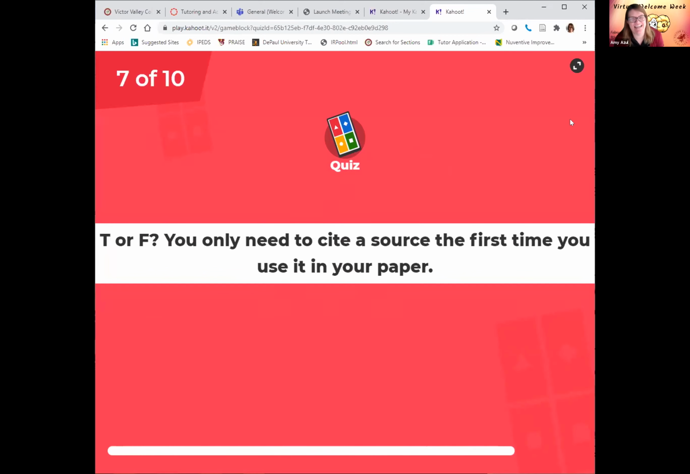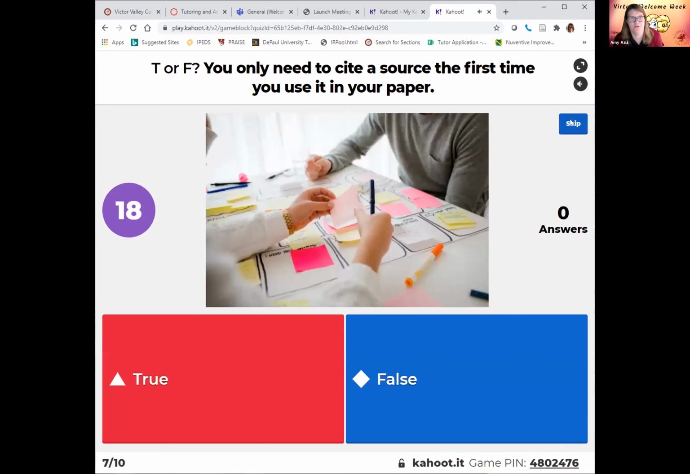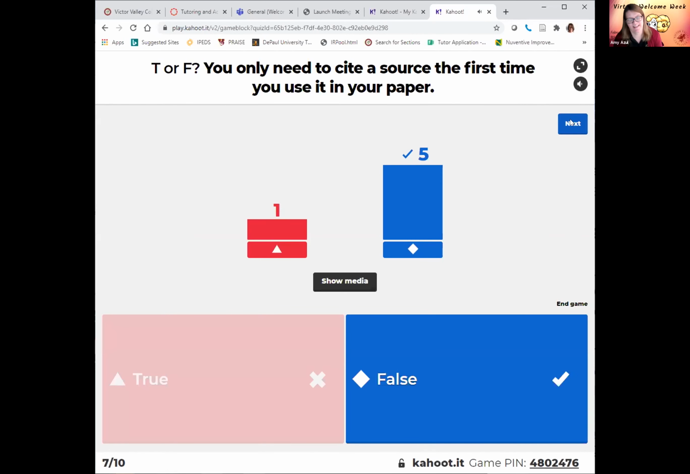You only need to cite a source the first time you use it in a paper. Yeah, so what about that dissertation? You cited it once on page 5 and then on page 183. You mentioned it again. Yeah, you need to cite it. The reference page, you just need it listed once there, but within the text, typically the rule is within the paragraph. You don't have to cite it again, but later on.